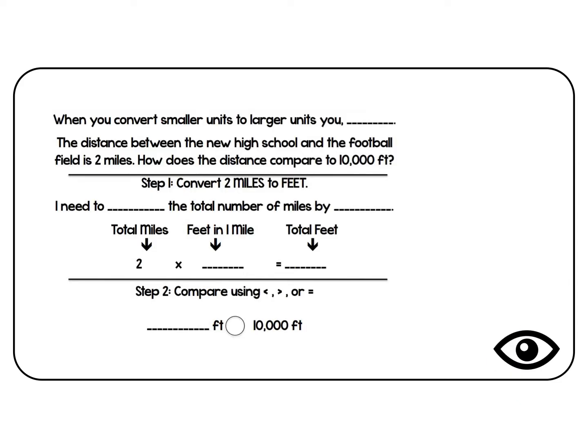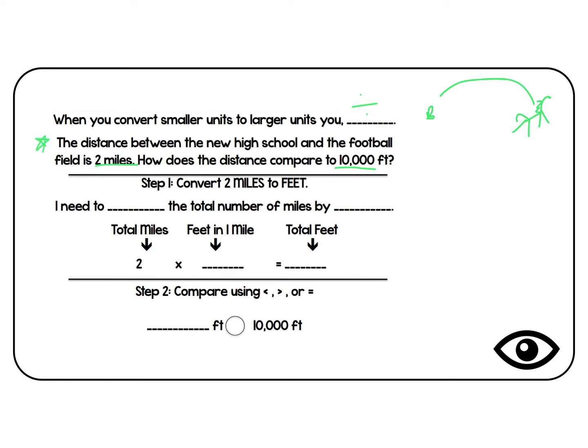All right, 5th graders, today we are talking about units of length. When we convert a smaller unit to a larger unit, think about that. A smaller unit is like a fly, and we're going to a large unit like a horse. There's my little stick horse. So from fly to horse, we divide, of course. The distance between the new high school and the football field is 2 miles. How does this distance compare to 10,000 feet? That's the question we're trying to answer.